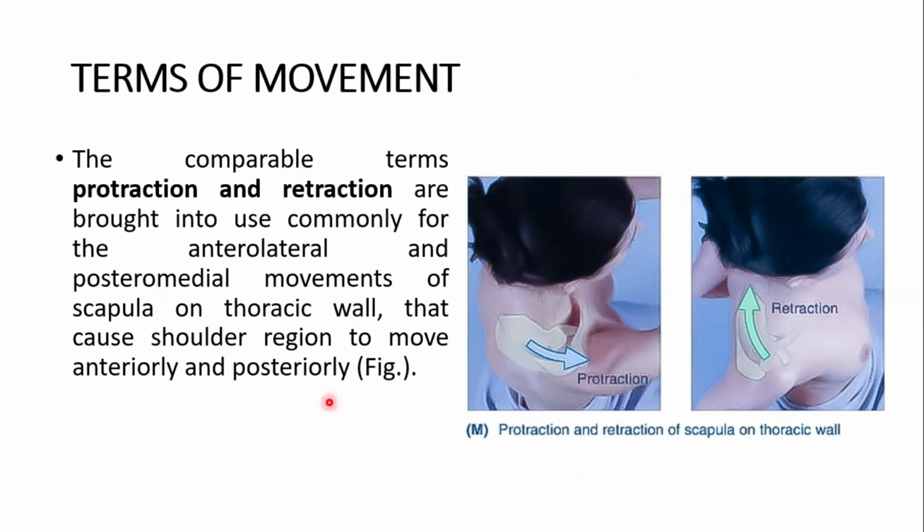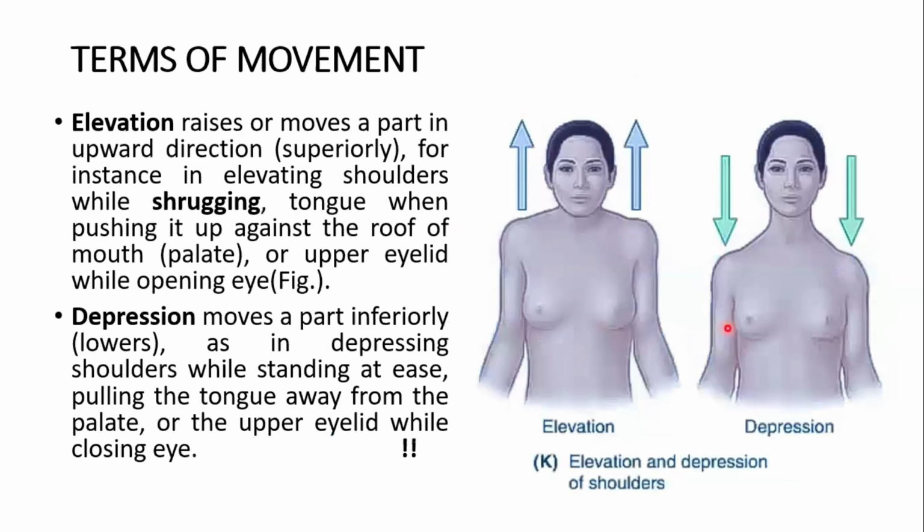That causes the shoulder region to move anteriorly. In protraction, the shoulder region moves anteriorly, and in retraction, it comes back. So in protraction, the shoulder region moves anteriorly, and in retraction, it moves backwards. If there was a slip of the tongue, I apologize.